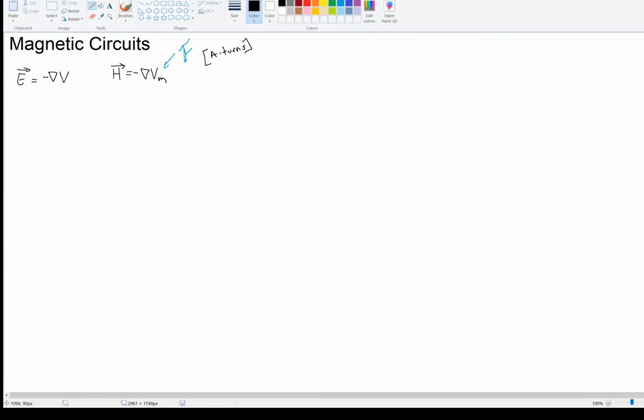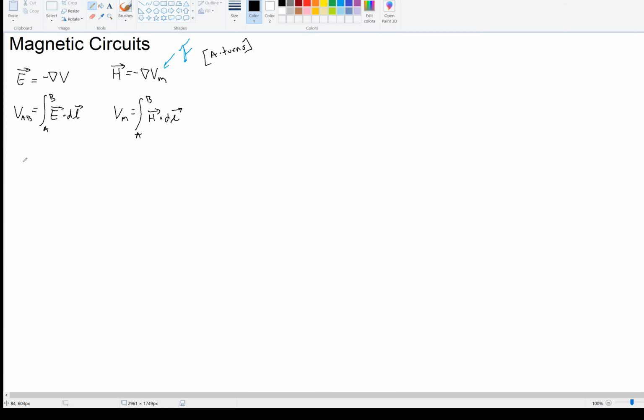Because what's driving the magnetic system? Well, it's turns of current carrying wire that's driving that. And so in the electric circuit, we would say the potential from A to B is the integral of E dot dl. It's a line integral. And similarly, we're going to define V_m to be the integral from A to B of, yep, you guessed it, H dot dl. Okay, so that's really how we're defining this magnetic scalar potential.